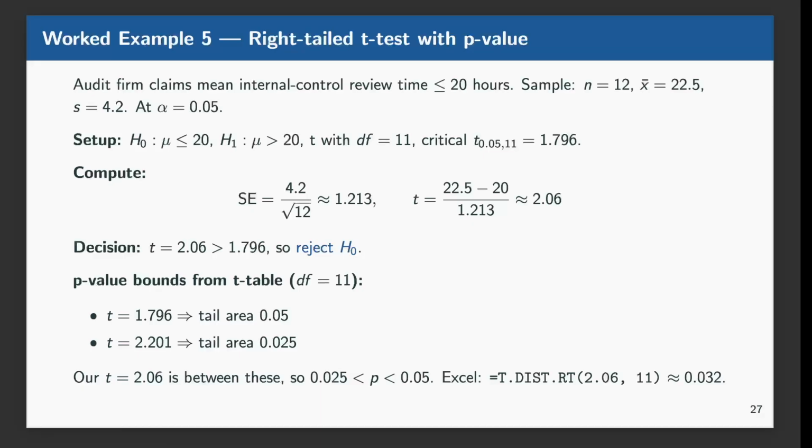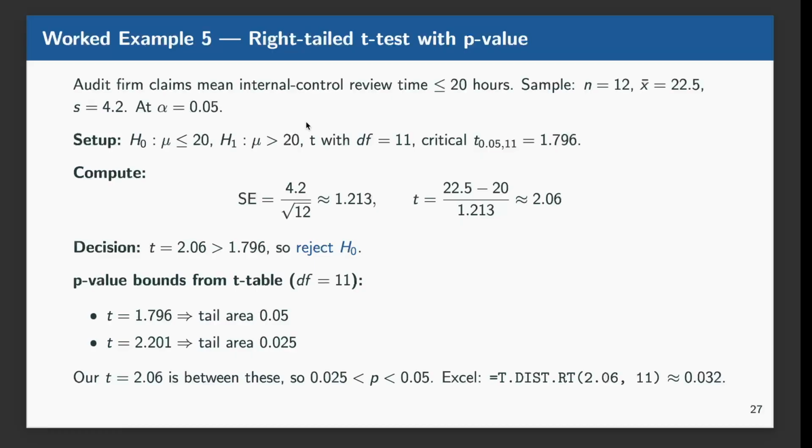For the matching p-value, the t-table shows that a t of 1.796 corresponds to a tail area of 0.05, while a t of 2.201 corresponds to 0.025. Our calculated t of 2.06 sits between those two values, so our p-value falls somewhere between 0.025 and 0.05. Excel would actually give us the precise figure directly, approximately 0.032.